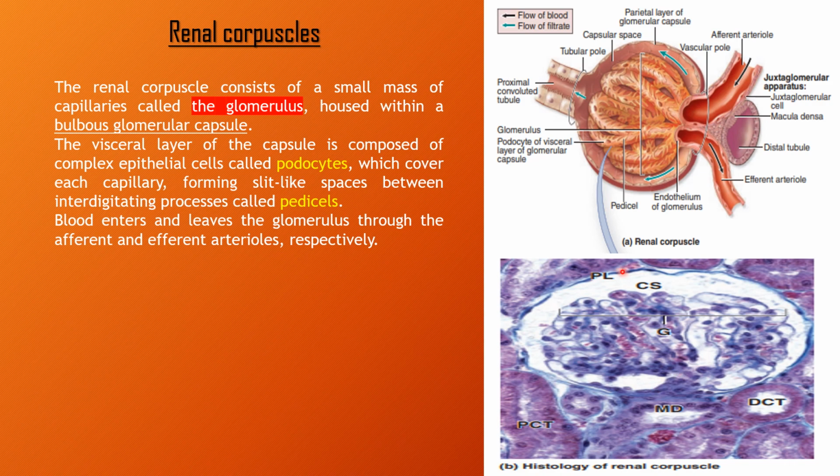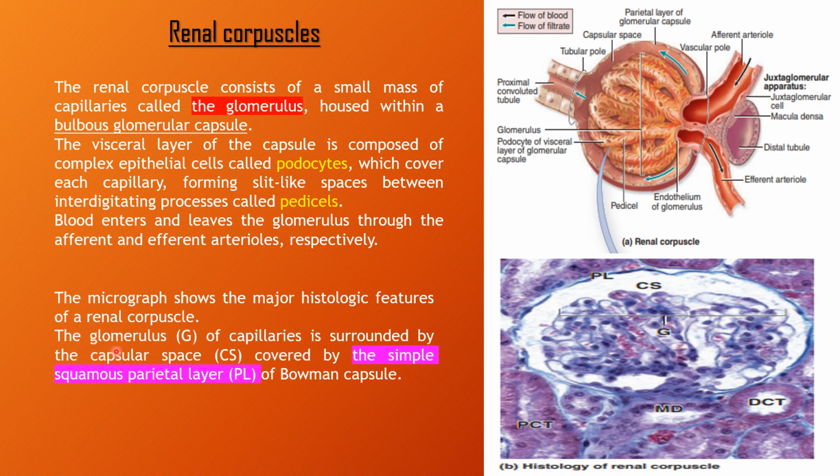So this image shows the micrograph of the Bowman's capsule and the glomerulus. This is the parietal layer of Bowman's capsule. This is the capsular space, Bowman's space. This is the glomerulus. This is the macula densa. This is the proximal convoluted tubule, and this is the distal convoluted tubule. The micrograph shows the major histological features of the renal corpuscle, as we discussed here now.